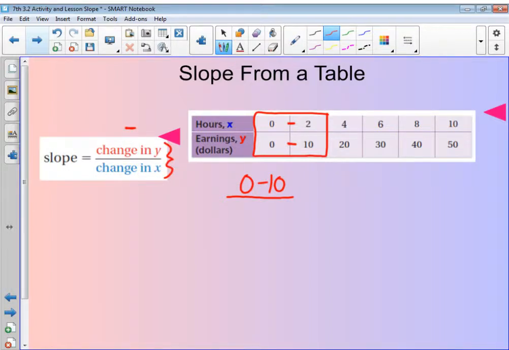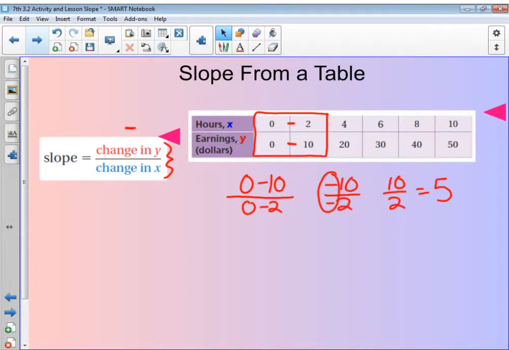The reason is that when we graph them, our y's are our rise, and our x's are our run. So for my x's here, I had 0 minus 2. When I do the subtraction, 0 minus 10 gives me negative 10, and 0 minus 2 gives me negative 2. We end up with a positive 10 over 2, which can be reduced to positive 5, or 5 over 1, however you prefer.